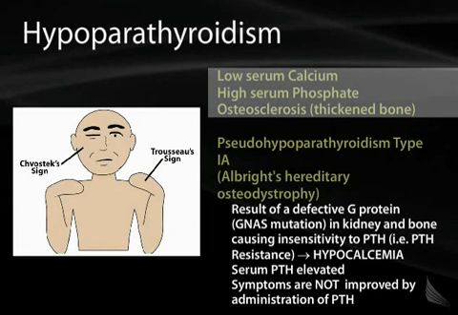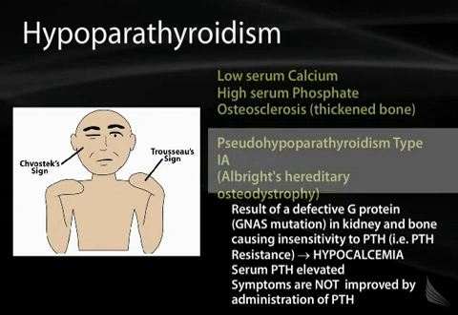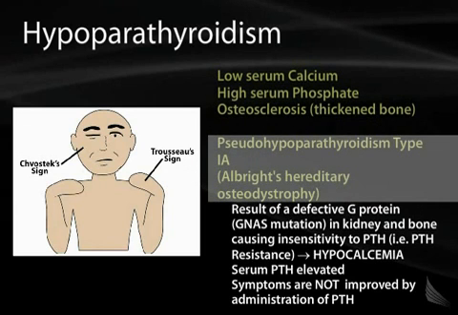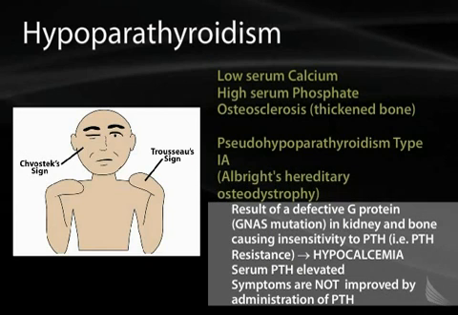Biochemical manifestations of the low PTH state include low serum calcium, high serum phosphate, and also sometimes the presence of osteosclerosis or thickened bone. Low serum calcium can be manifested physically as a Chvostek sign or a Trousseau's sign. One important point to keep in mind when considering hypoparathyroidism as a diagnosis is pseudohypoparathyroidism.